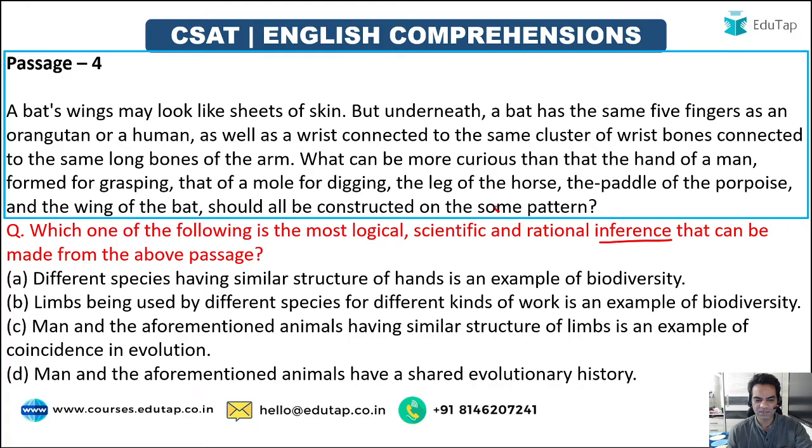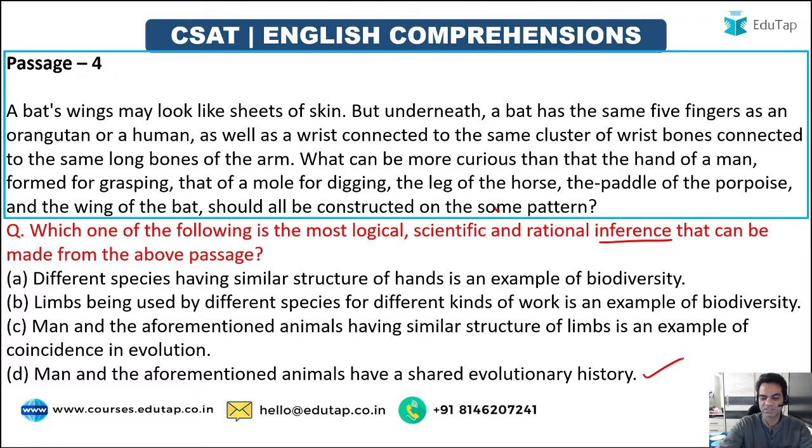Different species having similar structure of hands is an example of biodiversity. Limbs being used by different species for different kinds of work is an example of biodiversity. Man and the aforementioned animals having similar structure of limbs is an example of coincidence in evolution. Or, man and the aforementioned animals have shared an evolutionary history. So that is the inference we can say can be taken up.